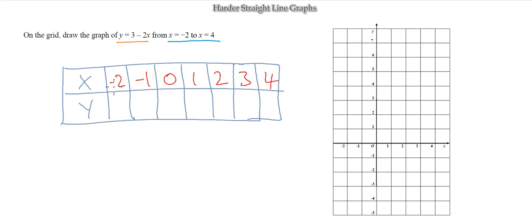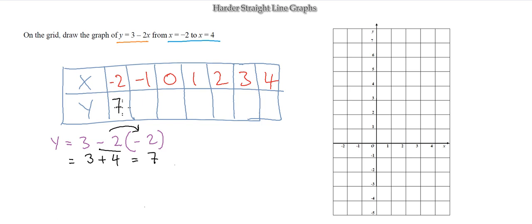So when x is minus 2, what's my y? I'm going to plug my x value, which is minus 2, into my straight line equation. So that's y equals 3 minus 2 times minus 2. That's 3 minus, minus 4, which is positive 4. So that would be 3 plus 4, which is 7. We have to again make sure we emphasize our negative. So when x is minus 2, y equals 7.